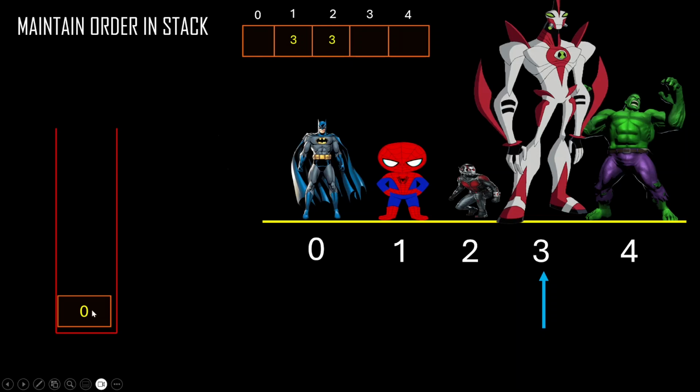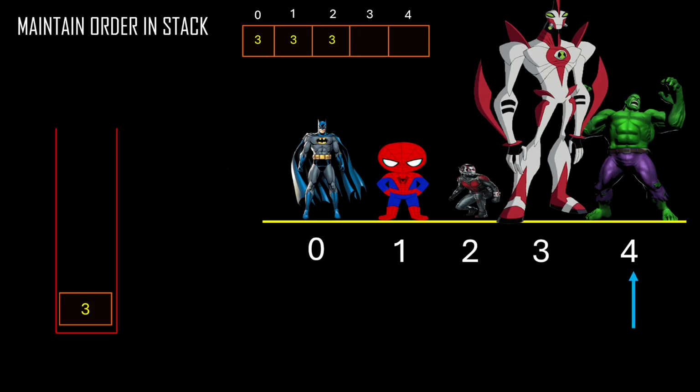Again, we have Batman on top of the stack. Again, Batman is way shorter than Way Big. So we need to pop again. Let's try popping it and store the index here. That's it. Now the stack is empty, so we just need to push Way Big into the stack. Let's push him. Let's move to Hulk.